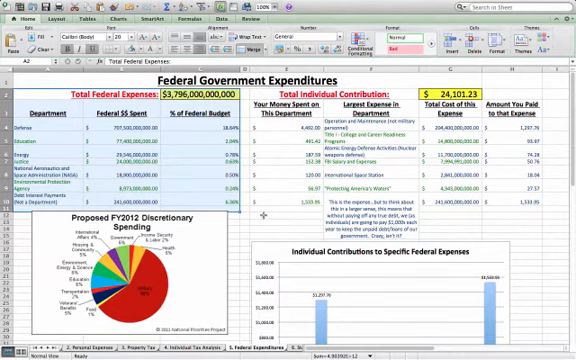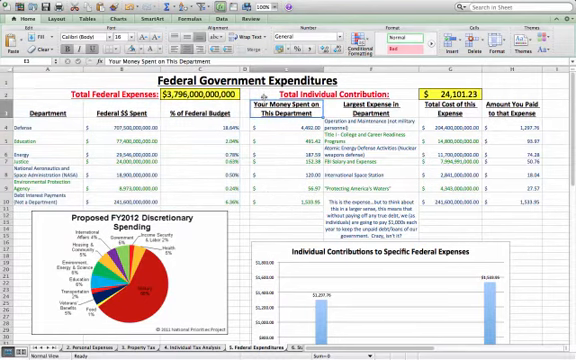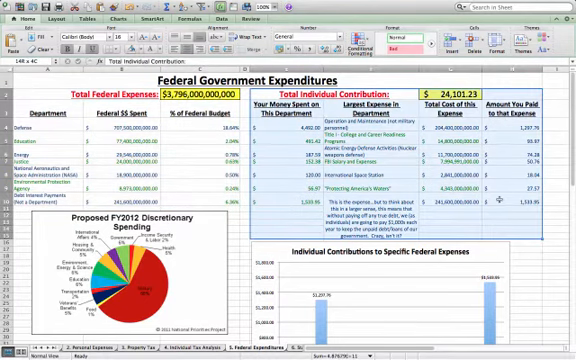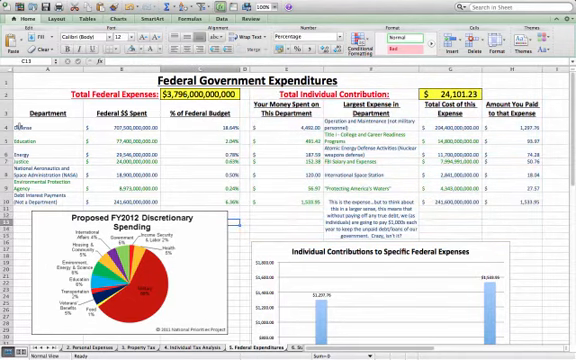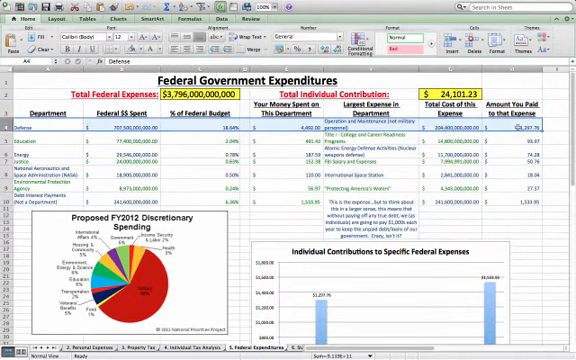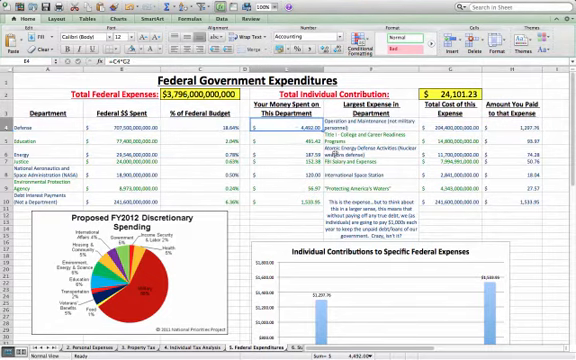On this side, this is your contribution to those specific departments. So like what you could say is, okay, for the Department of Defense, what is my role in paying for the Department of Defense and for paying for the military and such? Well, here's what we can say. Out of your $24,000 in the federal government, about $4,500 went to the Department of Defense.